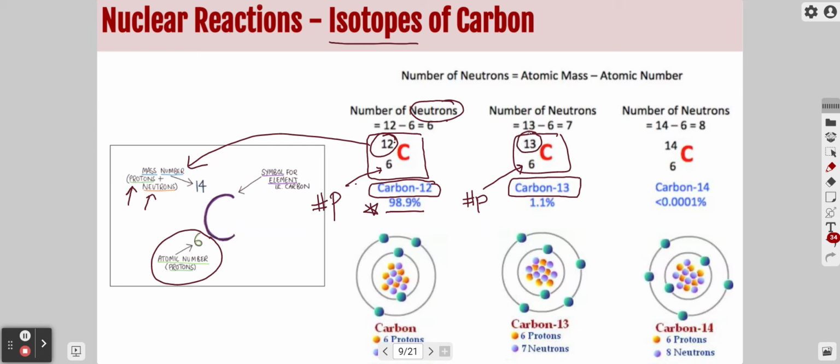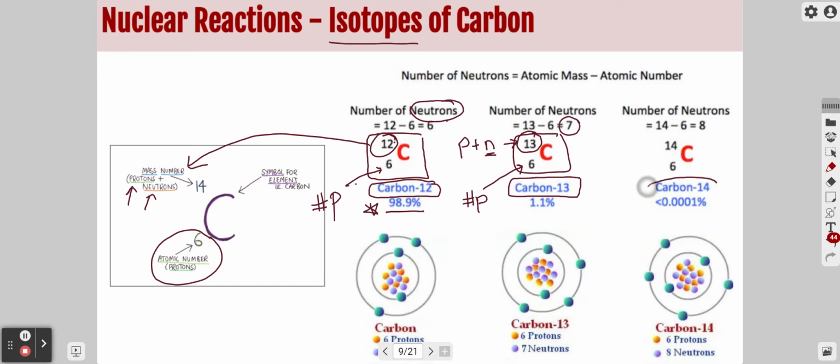And that changes because the number of neutrons changes. Remember, the mass number is the number of protons plus neutrons. So the only way the mass number changes is if the number of neutrons changes. This carbon-13 has one extra neutron compared to carbon-12. You can figure out how many neutrons by doing 13 minus 6, and that gives you 7 neutrons.